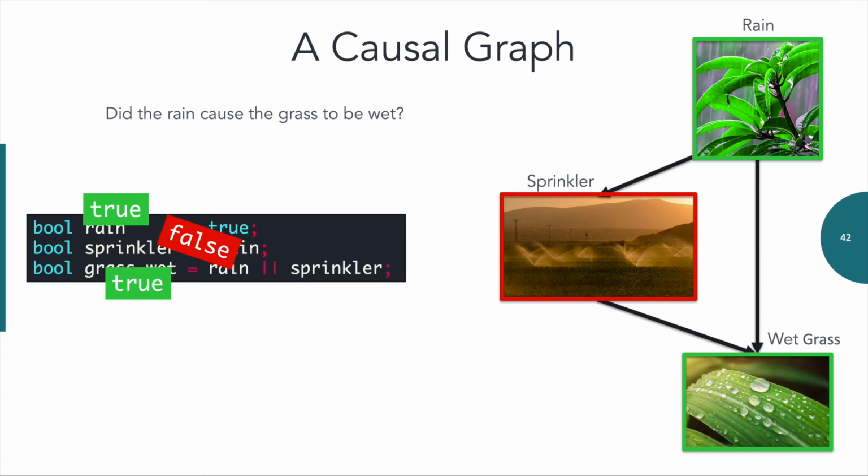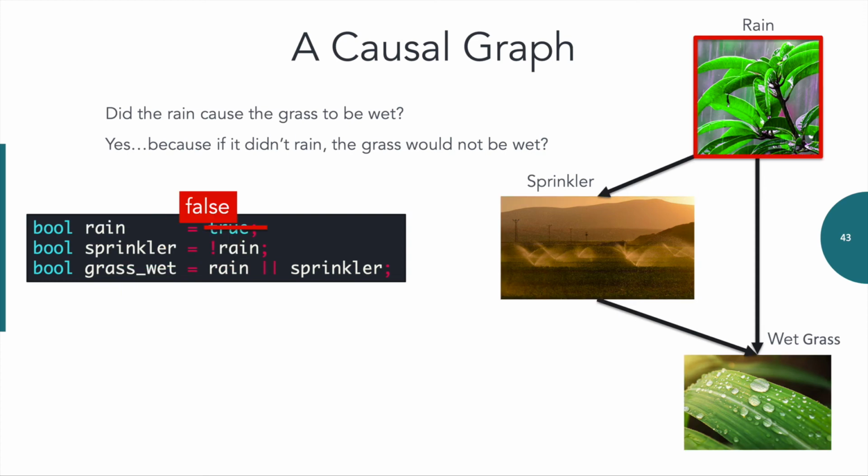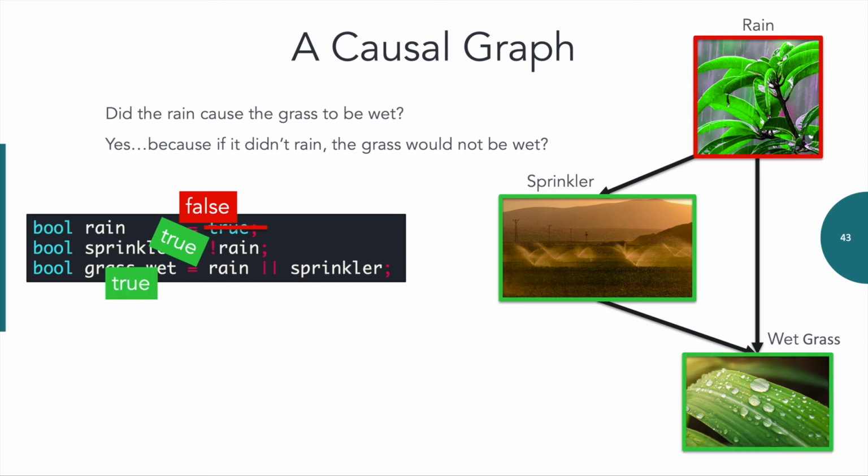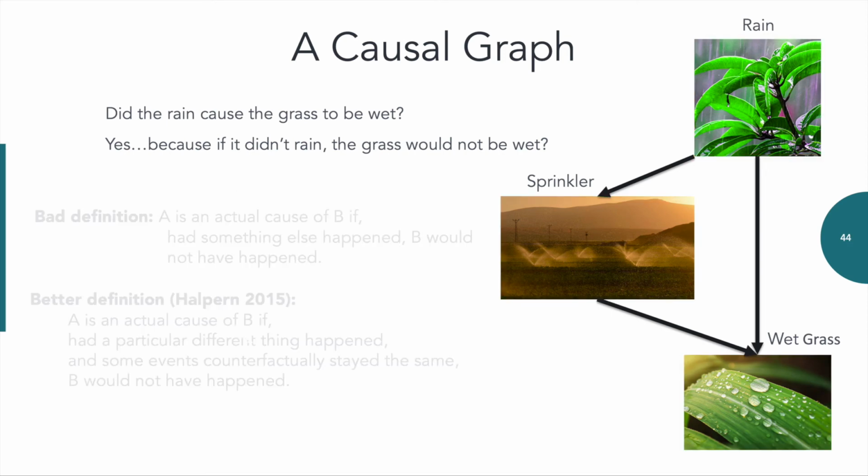Which is like asking, did the data setting successfully depend on the US server being up? And a naive answer is, well, just look at the counterfactual where it didn't rain. And that doesn't work because if it didn't rain, then the sprinkler would come on and it's still wet. So there's a naive definition of causation, which is called but-for causation, which is we say A is an actual cause of B if had something else happened, B would not have happened. And that did not work here.